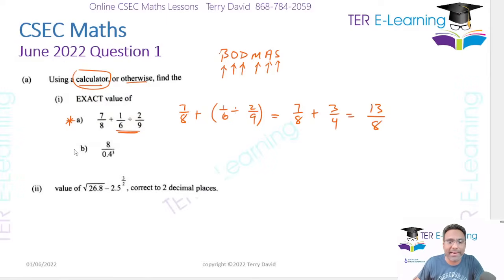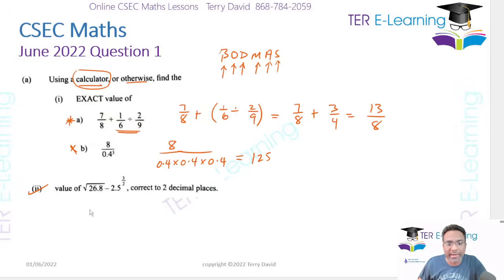So that's part A. Part B, they want me to work out 8 divided by 0.4 cubed. That's the same as saying 8 divided by 0.4 multiplied by 0.4 multiplied by 0.4. Now this can be done on your calculator. This is not a big problem. 8 divided by 0.4 cubed, and I'm getting 125. That's straightforward because they want the exact value.